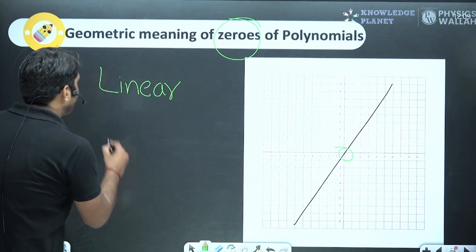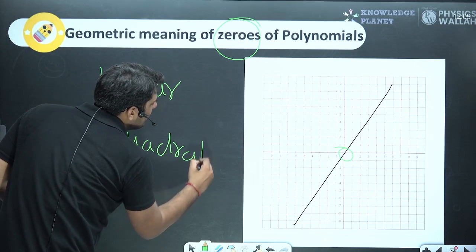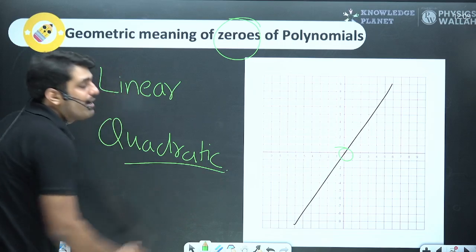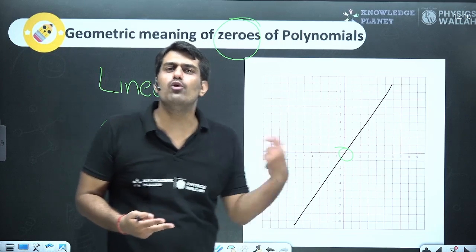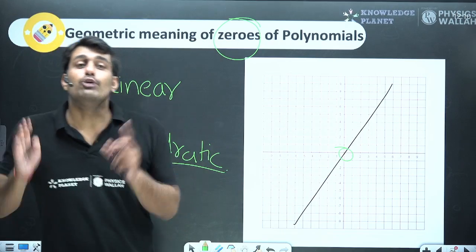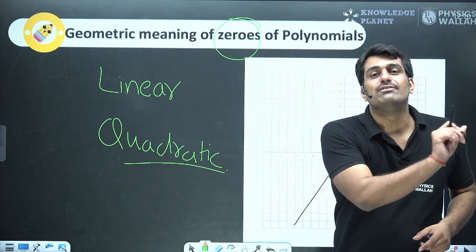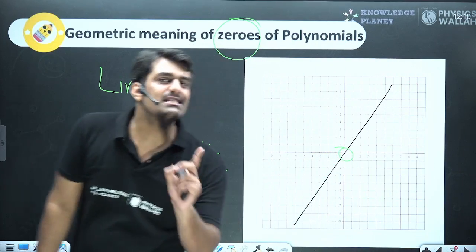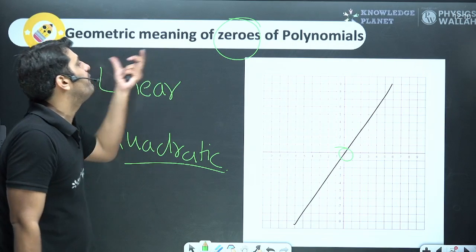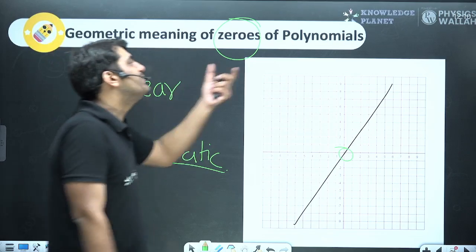For a quadratic, the graph would be very different, which I'll talk about in detail in the upcoming time. For a quadratic, it will be a curve, and that curve might intersect at 2 points. For a cubic, it might intersect at 3 points. The concept which needs to be learned here is that the number of points where the x-axis has been intersected or touched represents the zeros. This is the concept about the geometric meaning of the zero of the polynomial.